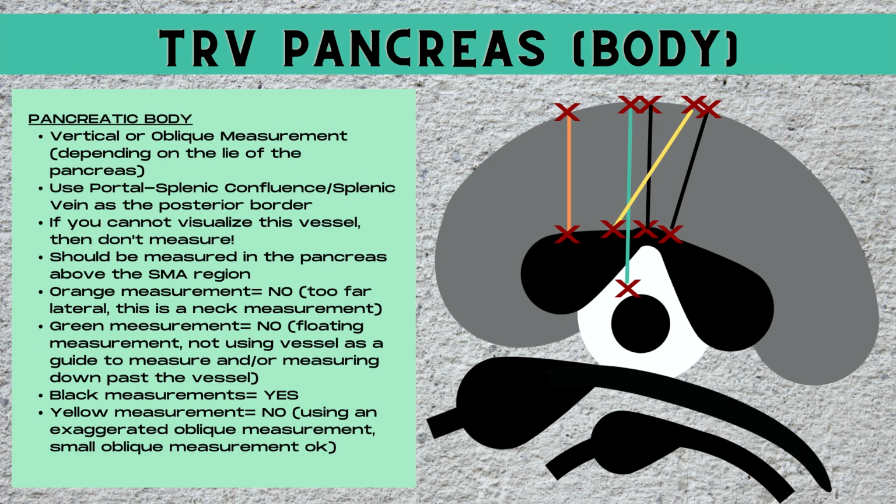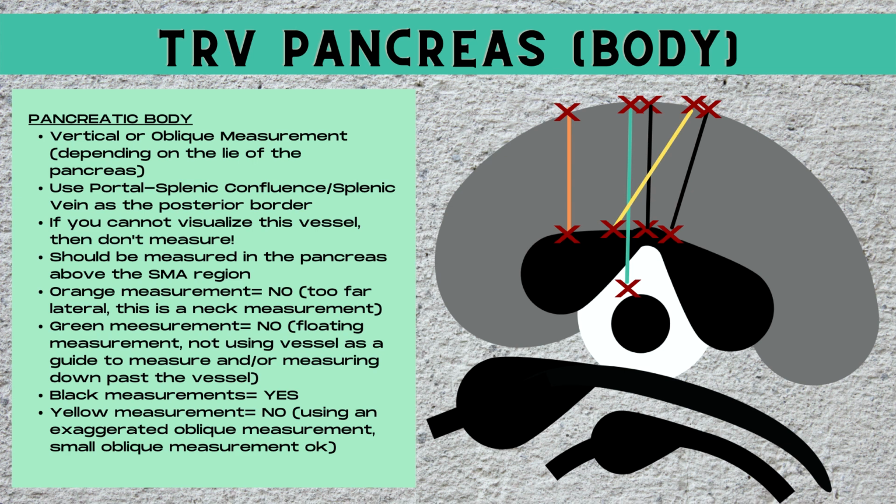Now let's talk about the transverse pancreas body measurements. The measurement of the pancreatic body can be either a vertical or an oblique measurement, depending on the lie of the pancreas. The first black measurement on here is a vertical measurement, which is an accurate measurement of the pancreatic body. The second black measurement on this diagram is more of an oblique measurement of the pancreatic body. Both of these measurements are good measurements. You must use that portal-splenic confluence / splenic vein as the posterior border for measuring. If you cannot visualize this vessel, then don't measure. And the measurement of the pancreatic body should be measured anterior to the SMA region.